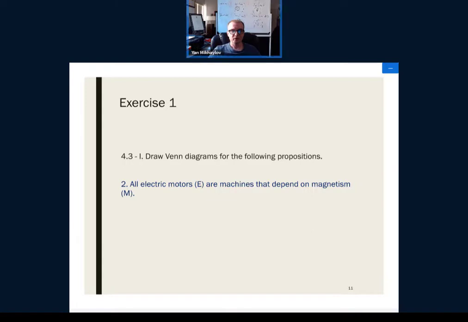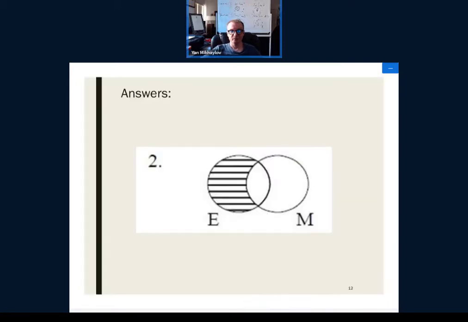Yes, Sarah is right. Susanna, you are not right. I just gave it as an example. This is not what it is. This is all E are M, so area 1 should be shaded. See, it's an A-type proposition. It should look like this. Okay, so good job, Sarah.